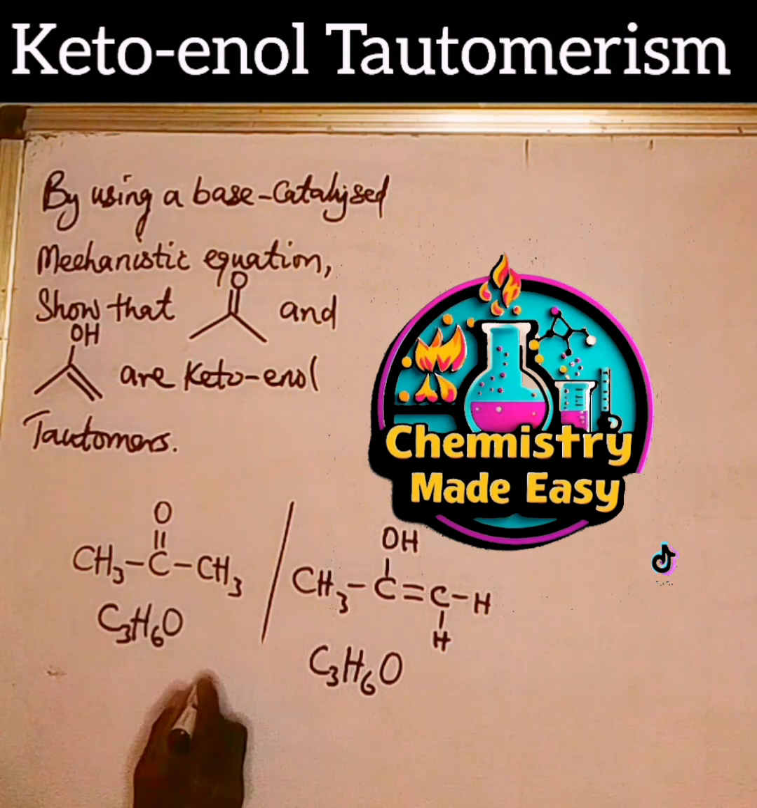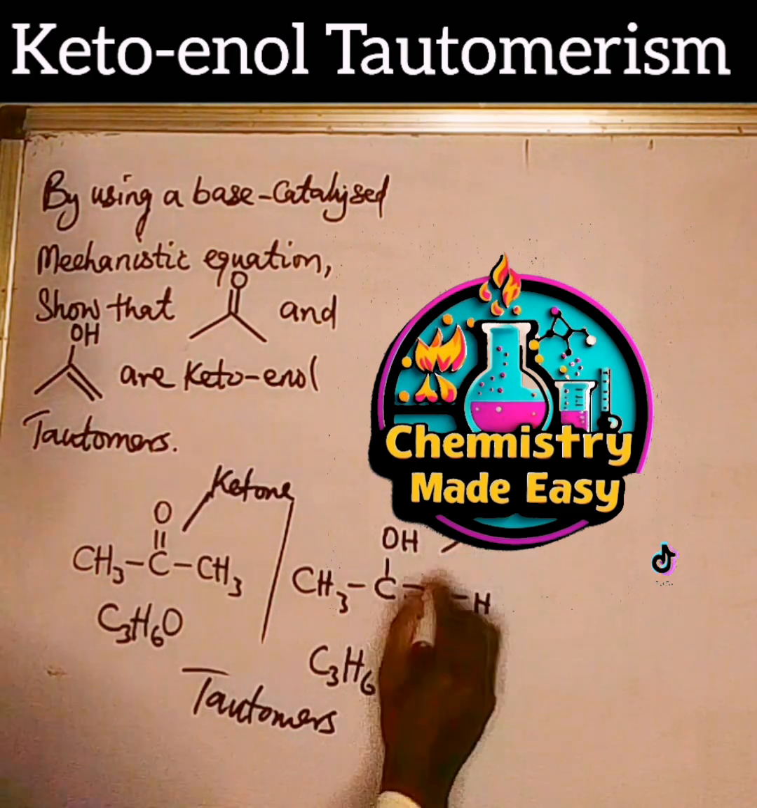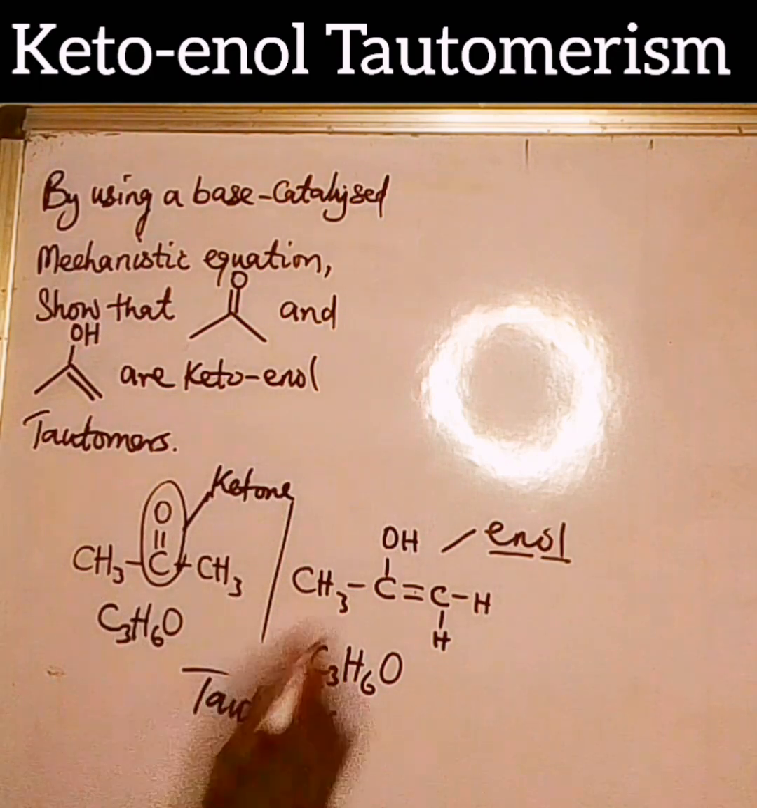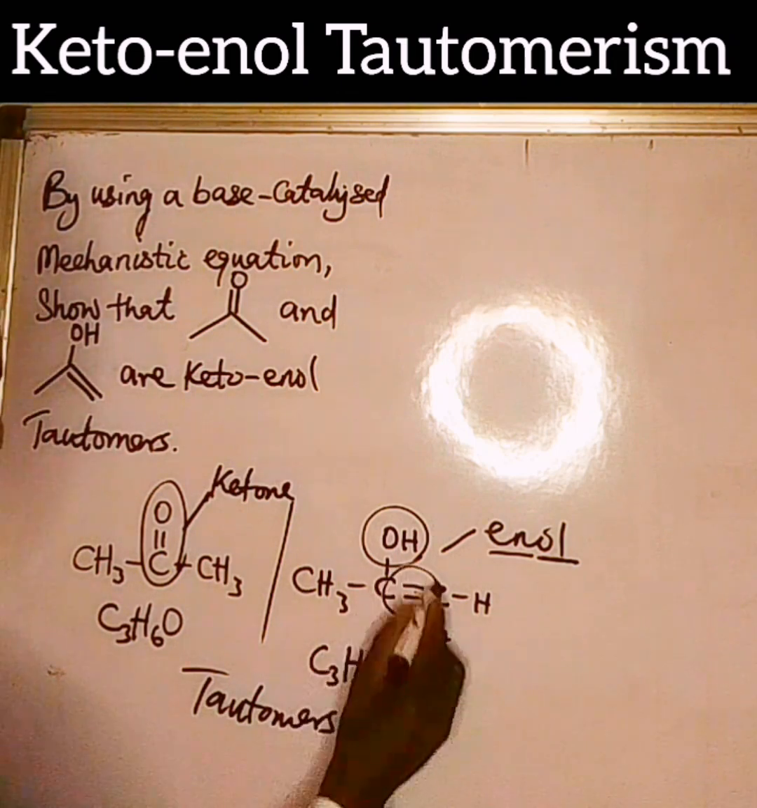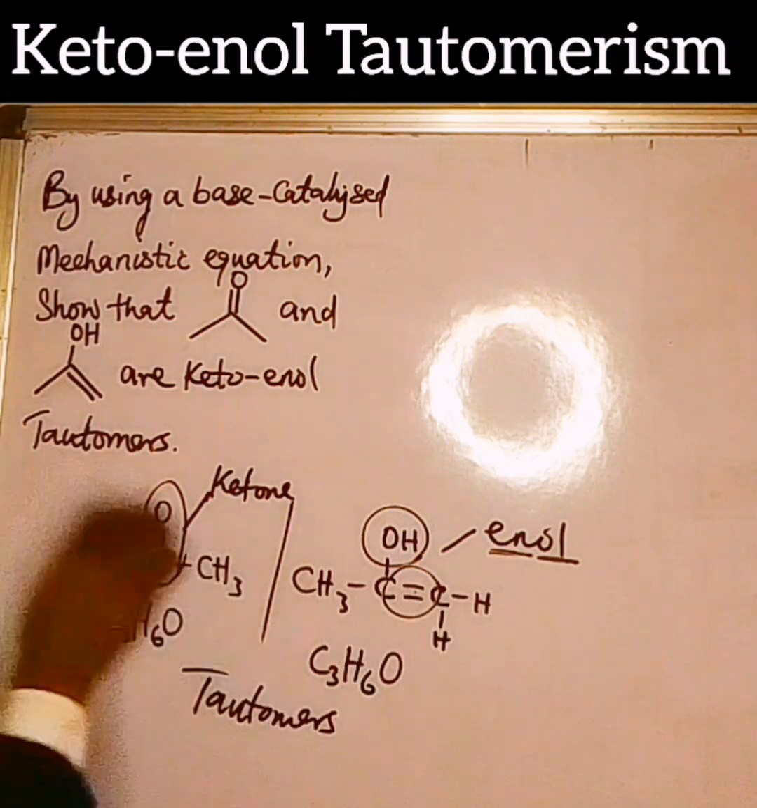That is why the two of them are tautomers. Remember that this is ketone and this is enol. The functional group C=O makes it a ketone, while the functional group OH makes it "ol", and the functional group double bond makes it "ene". That is why this is enol and this is ketone.